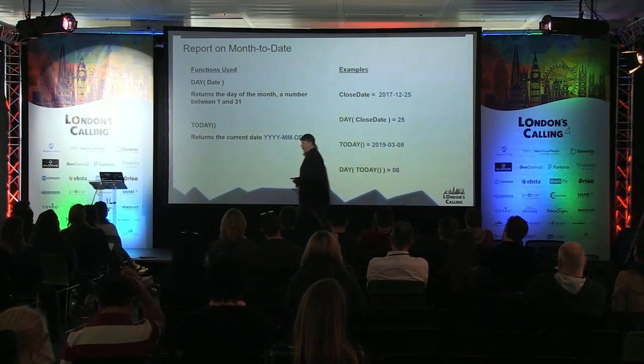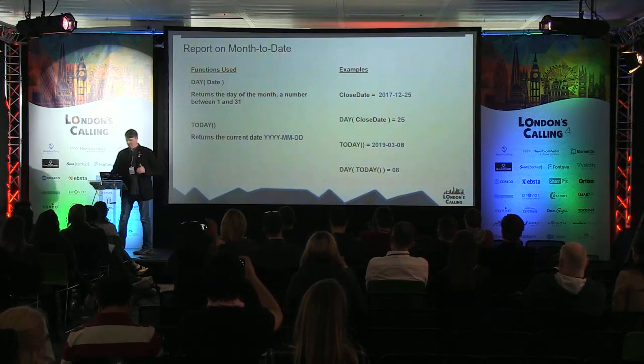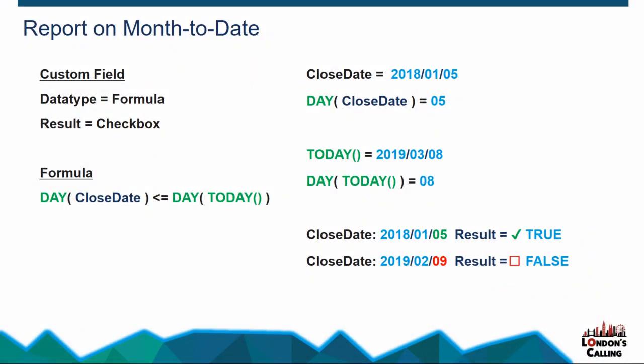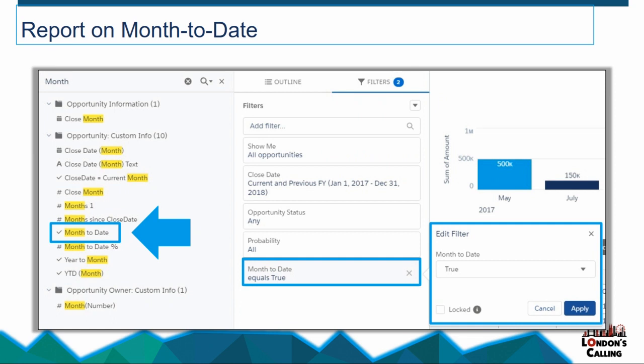So the formula that I built was just a simple formula field on the opportunity object that returned a checkbox. That's all it does. It returns either a checked checkbox or an unchecked checkbox. And here's the formula. I compare the day of the close date, the number of the day, to the number of today's date, and if the close date's day is less than or equal to today's, the checkbox field is checked. Otherwise, it's unchecked.